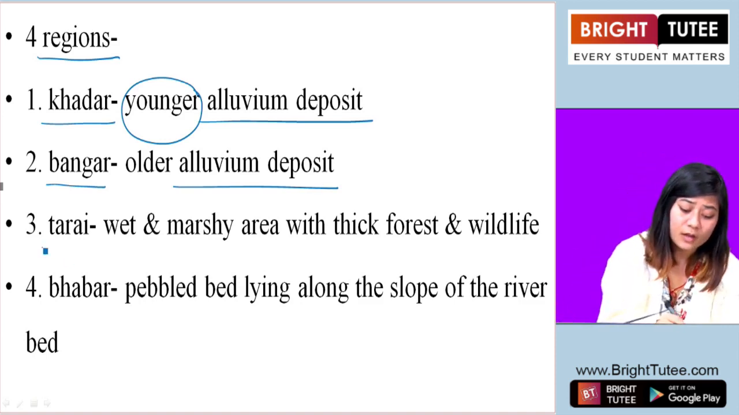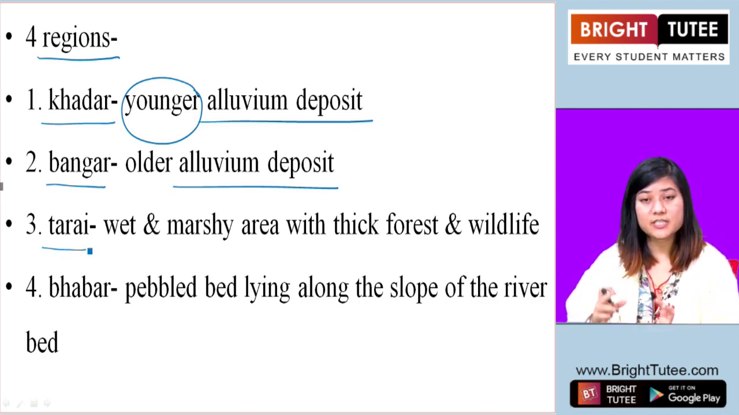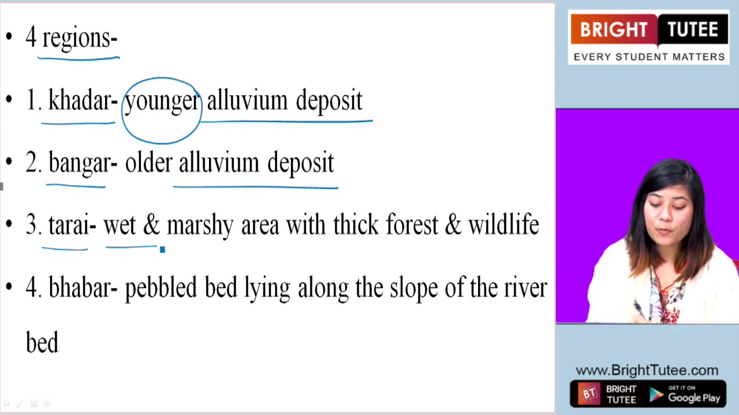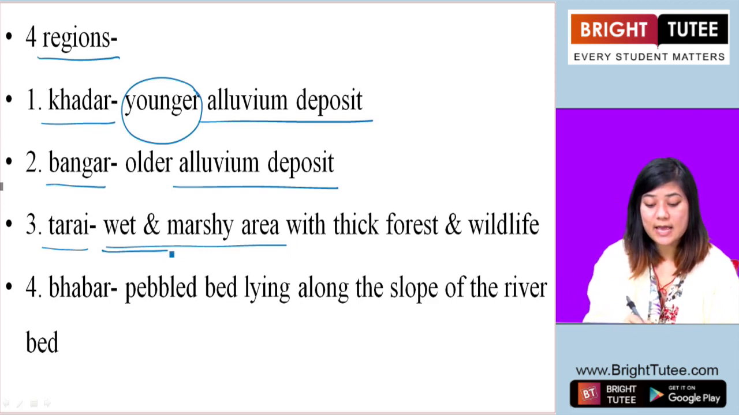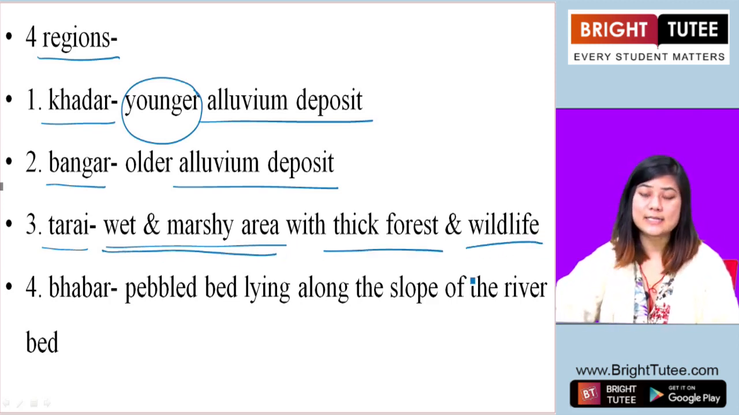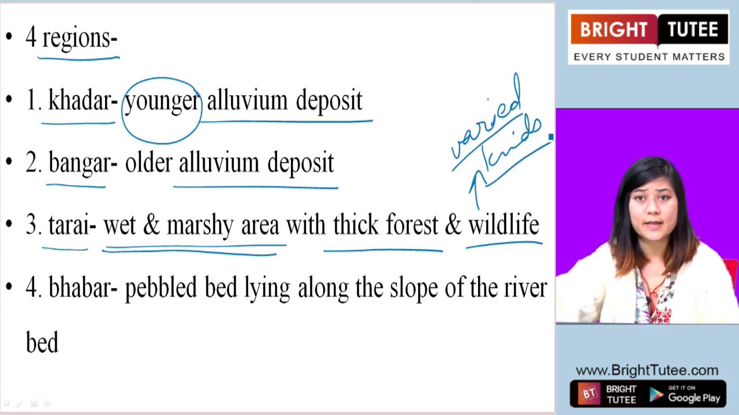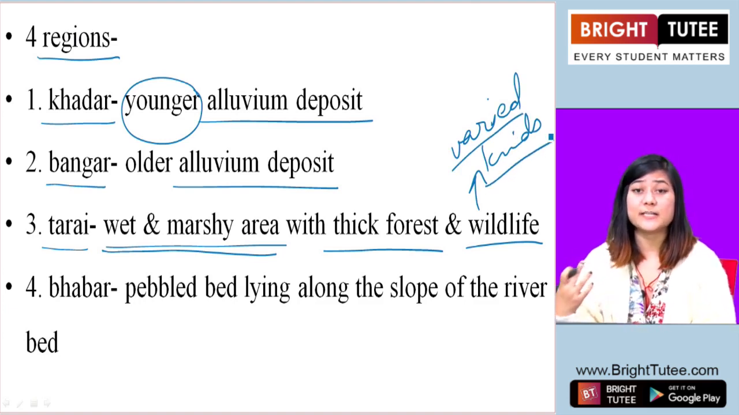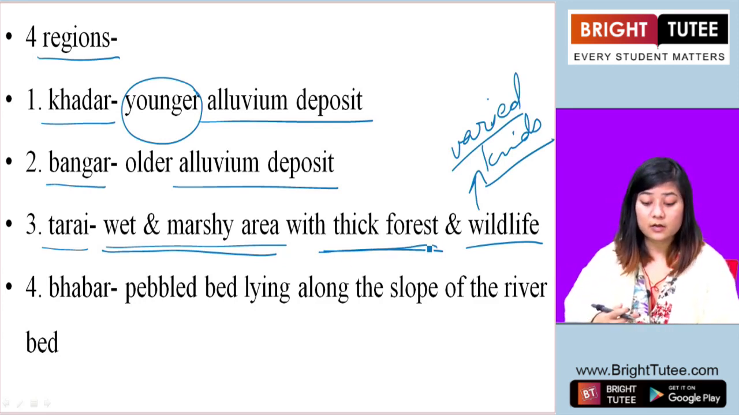Okay. The third one is called Tarai. Now this region in the plain is a wet and marshy area, and because of this, the region has thick forests and wildlife of varied kinds. Different kinds of animals, different kinds of birds, because of the thick forest that this region leads to the formation of.